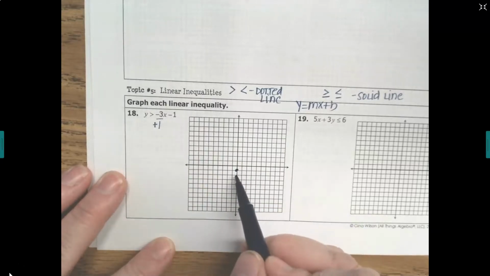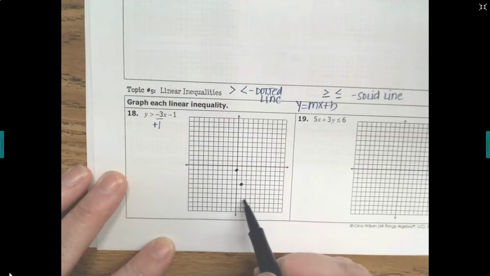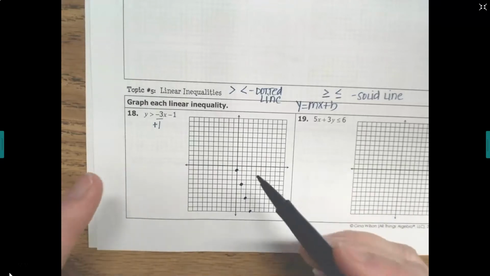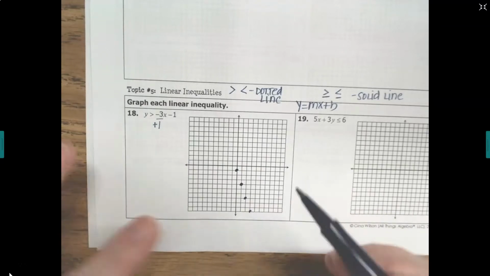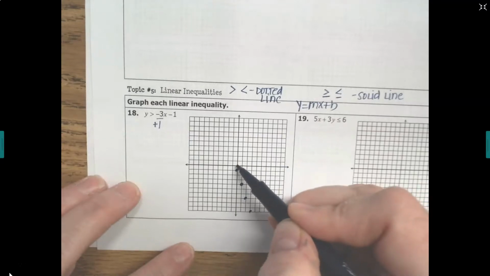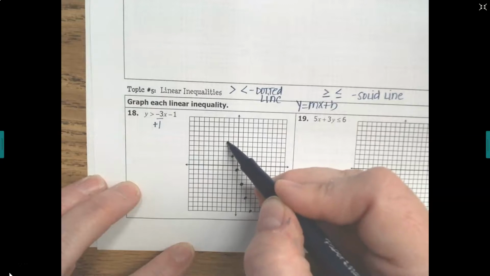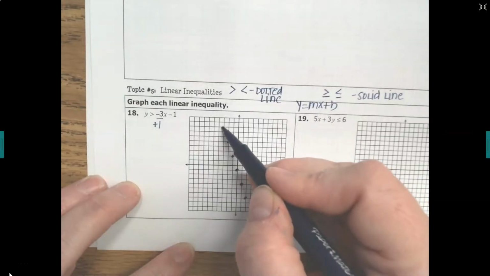So that says go down 3, right 1. Down 3, right 1. Down 3, right 1. If you wanted to have some more points, this was down and right, I can go up and left the same amount to continue my line. Up 3, left 1. Up 3, left 1. And that can help us get more points on the graph.